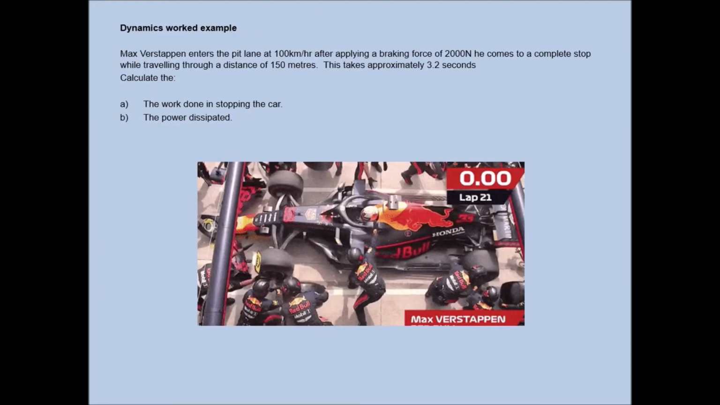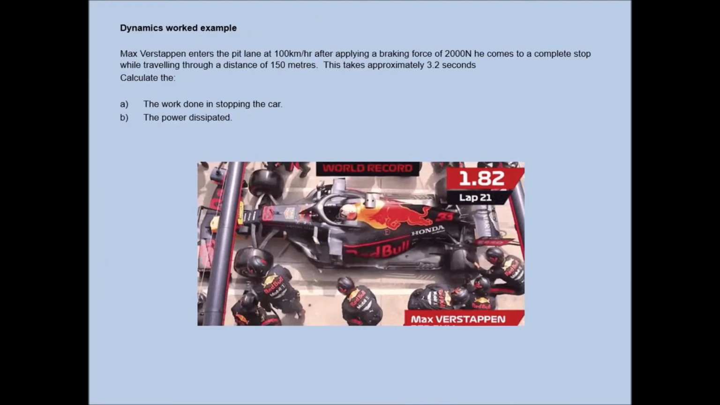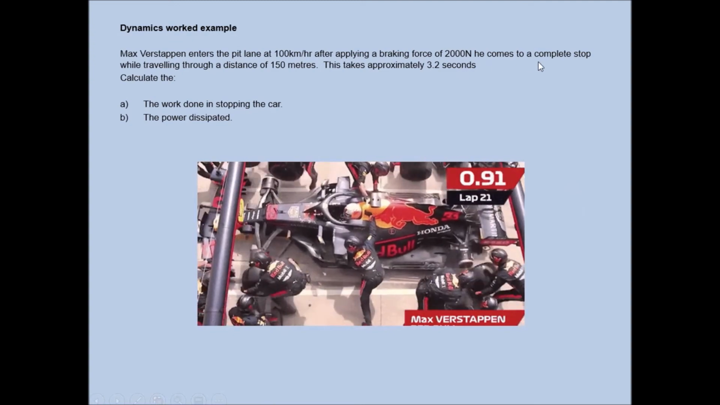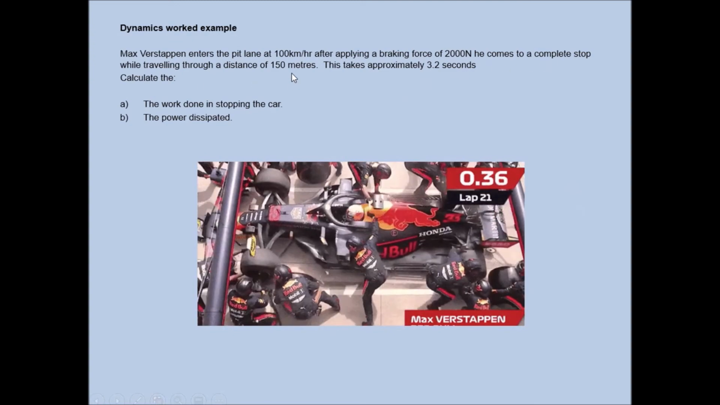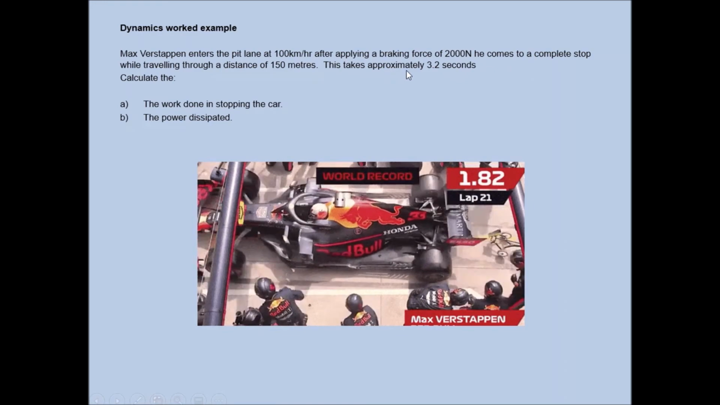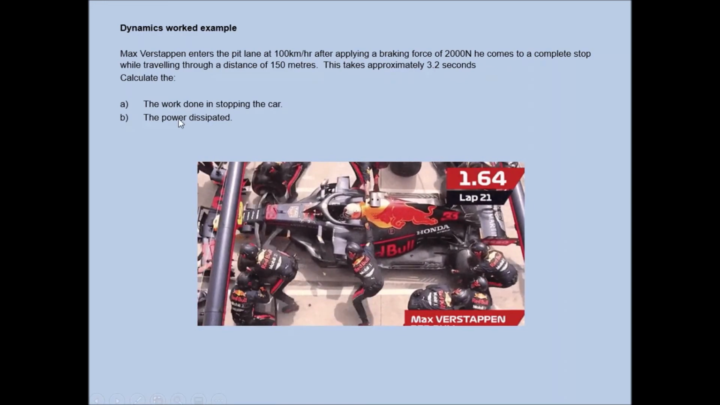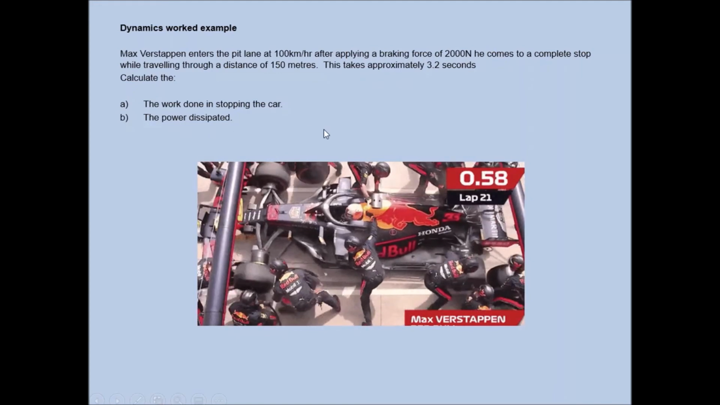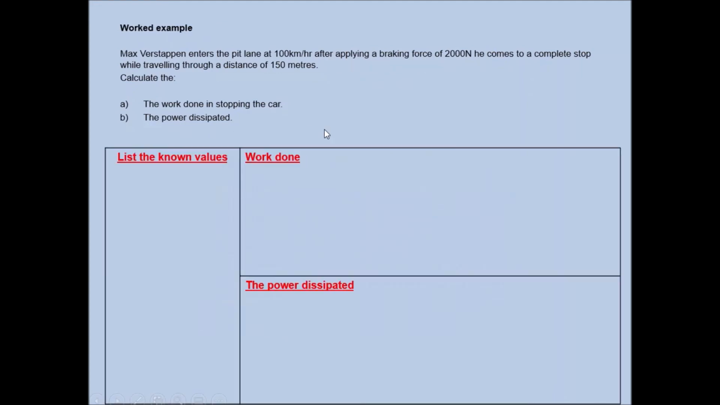Okay, so let's have a little look at this question. Max Verstappen enters the pit lane. After applying a braking force of 2,000 newtons, he comes to a complete stop through a distance of 150 metres. It takes approximately 3.2 seconds. Calculate the work done in stopping the car and the power dissipated. We'll have a little talk about that word dissipation in a sec, but let's go through this question.